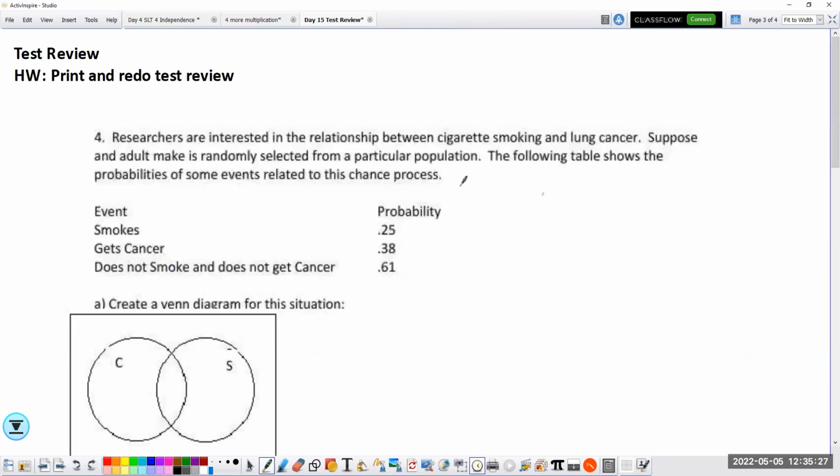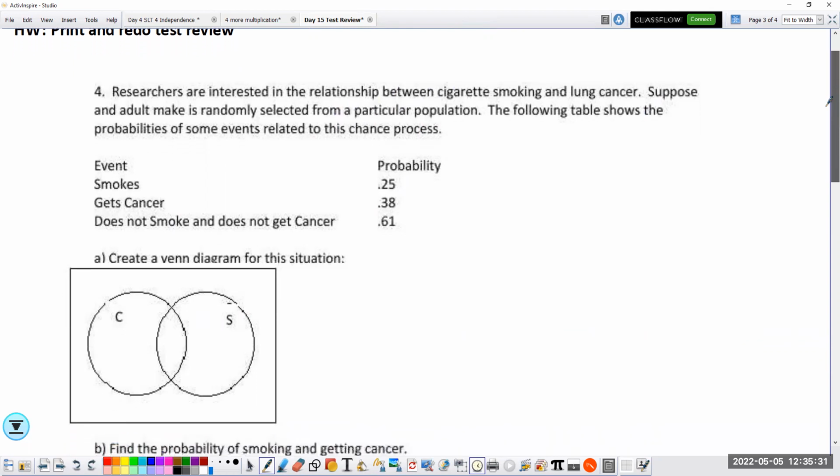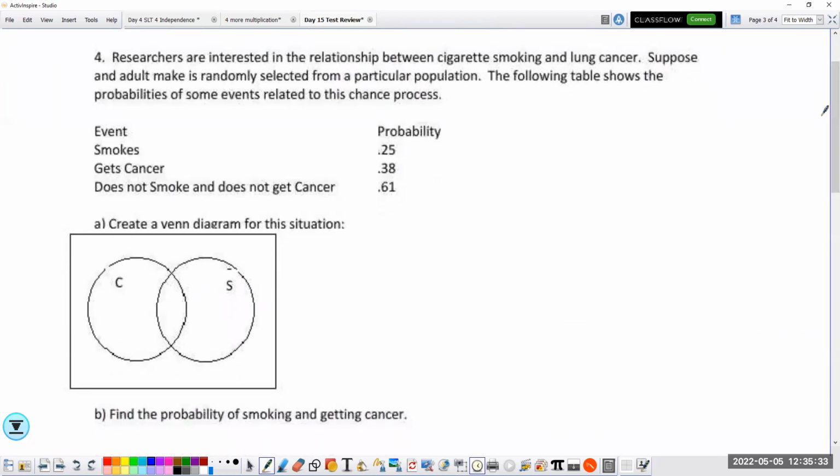Researchers are looking at the relationship between cigarette smoking and lung cancer. And so we have a lovely Venn diagram and some probabilities to fill in. Let's get started. Smokes, 25%. So I'm assuming that's the whole smoking circle. That would make sense. Gets cancer, 35%. Again, that's the whole gets cancer circle. The smokers and the non-smokers. Does not smoke and does not get cancer.